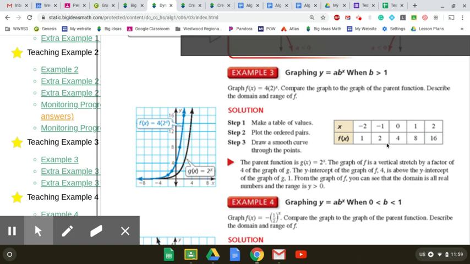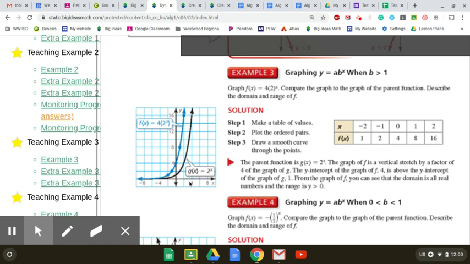Our next step is we're going to plot the points. Let's plot these points, and we're looking at this blue curve here. On the blue curve, we're plotting each of the points, and then we'll connect those points with this smooth curve, and it forms this hockey stick looking function here, exponential growth. This black function, the g of x function, that's our parent function. Remember, the parent function is this function without the a, just the b to the x power.